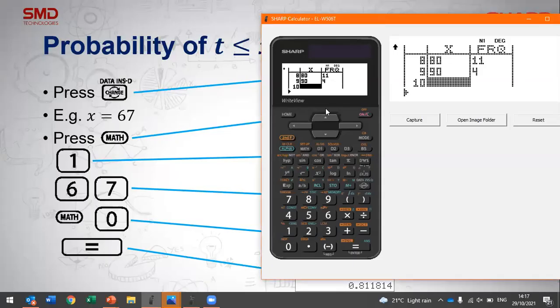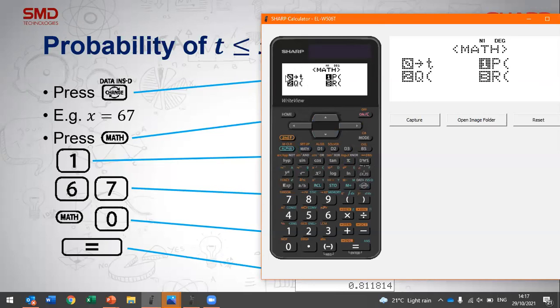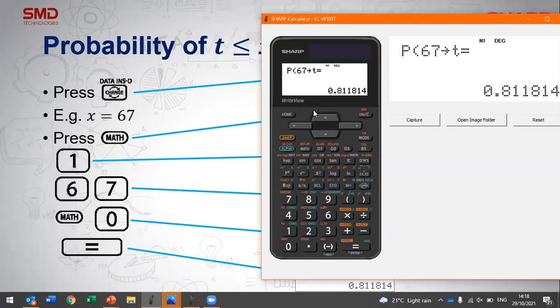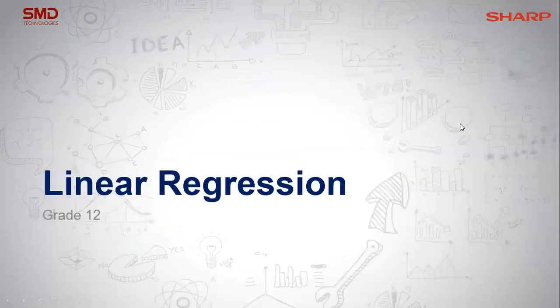So again, once you've typed in your data, you can just press change, and then for this we use our math button, and you'll see it gives you T, P, Q, and R, so you just choose what you like. So we'll use the probability of 67 is your t value or your x value. And then again, we'll press math and choose 0 for t. And then all we have to do is press equals, and it will give us the area under the curve, which is 0,8. So it's quite a nice way to do that as well.